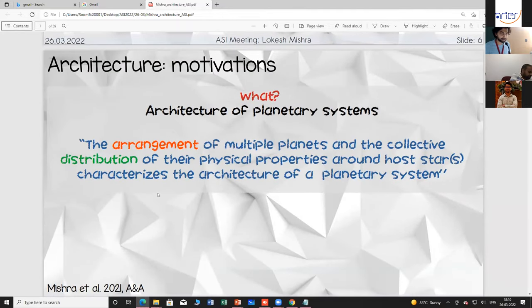What is the architecture of a planetary system? This is again a buzzword that people throw around without much idea. So I try to define what I mean by architecture. What I mean by the architecture is, you imagine you have a star and you have several planets going around the star. So what is the arrangement and the distribution of these planets and their physical properties?